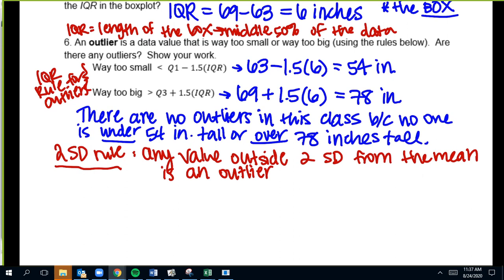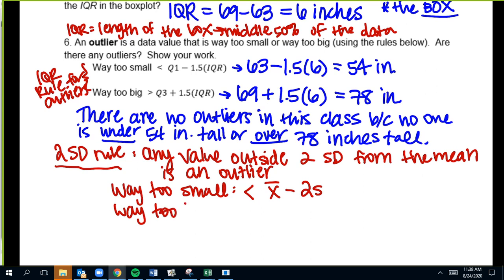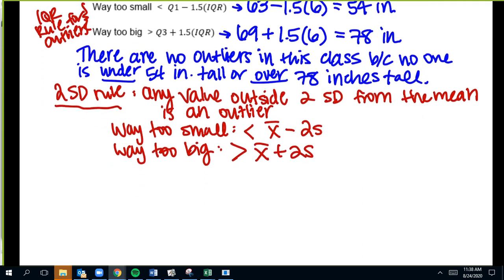So last thing, let's just use notation for this as well. We have way too small when a value is less than the mean, which we use X bar, we learned that symbol last class, minus 2 standard deviations, and it's way too big when a number is above the mean plus 2 standard deviations. So those are the symbols that we use for mean and standard deviation. All right, that's the lesson.